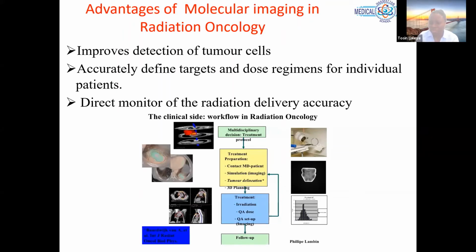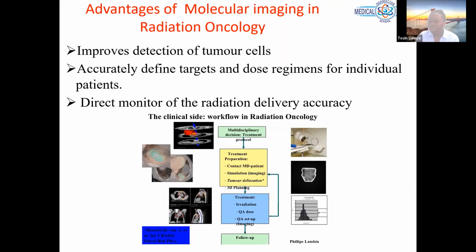It's easier for us to understand which type of tumor it is and which part of the body it is spreading to, because we get specific information from the image that we get from it. After the characterization, many other factors are extracted from the information, and this information also gives us a better and more specific detection level of the tumor cells. It also accurately defines targets and dose regimes for individual patients.